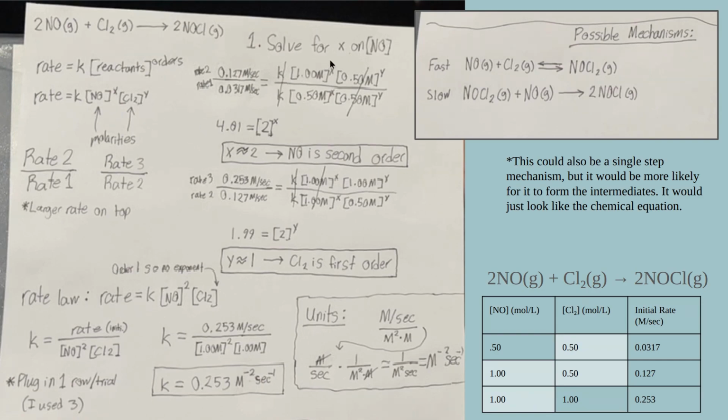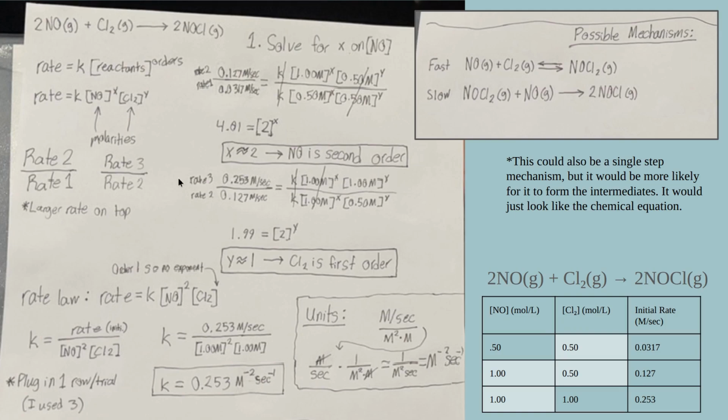The first step we do is we have to solve for x on the molarity of NO. We first do this by putting rate 2 over rate 1, and we set this equal to their differential rate law. So we set this equal to k times the molarities to the x and to the y. We then can cancel out the k's and the molars to the y, which leaves us with 4.01 equals 2 to the x. x would then be about equal to 2, which means NO is second order.